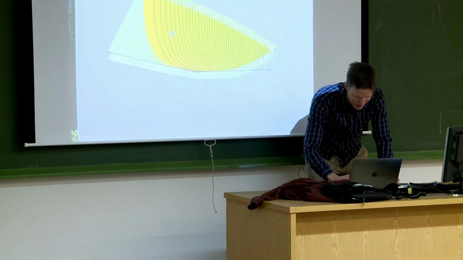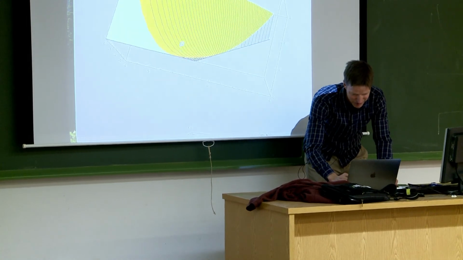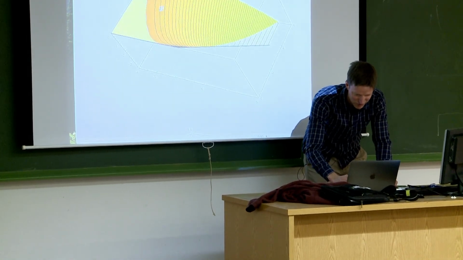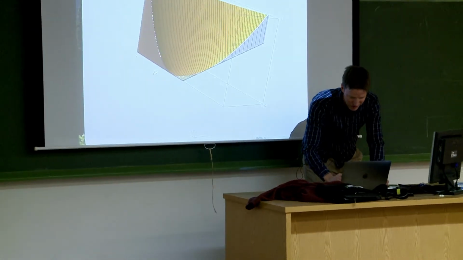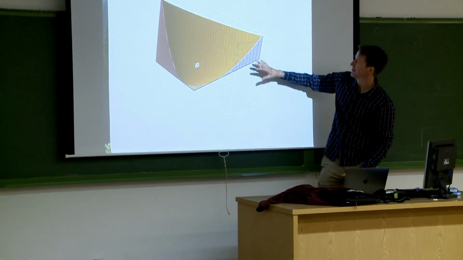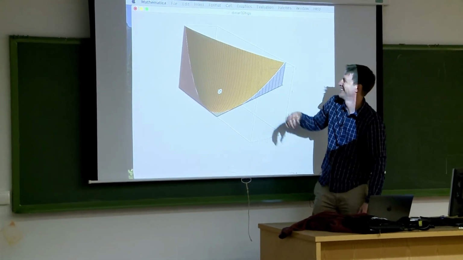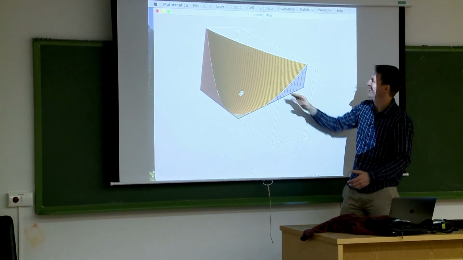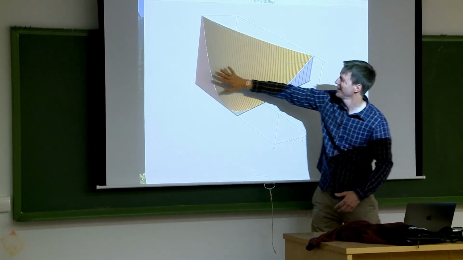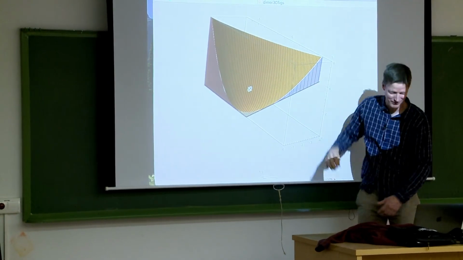And here, where is it? Here's an example. I don't have a very complicated example, but you can see. Sorry. What are you supposed to see here? Anyway, there's a curvy part, and then there are some facets near the boundary.